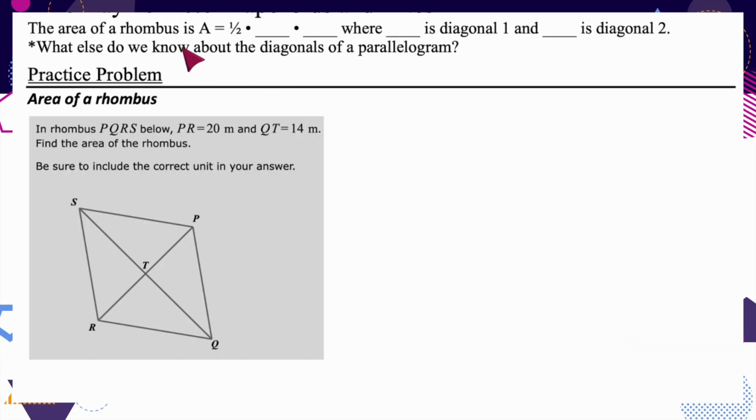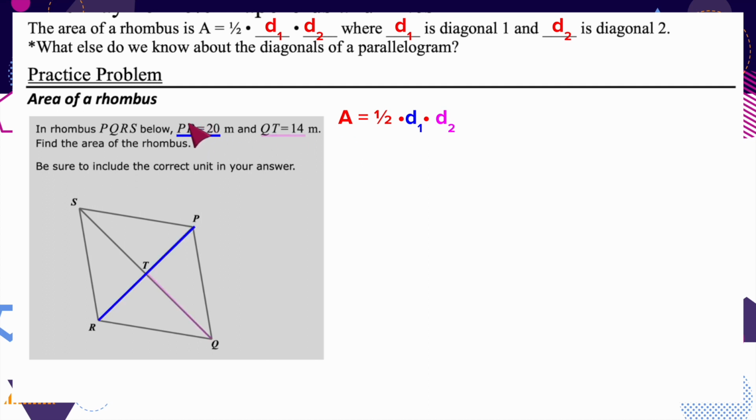So to calculate the area of a rhombus, we do 1/2 diagonal 1 times diagonal 2. So that's what D1 and D2 stand for. D1 is diagonal 1, D2 is diagonal 2. So what else do we know about the diagonals of a parallelogram? Well, if we think about it, we know that they bisect each other, right? So we can go through and label this. We know we're going to use this formula, but we first are going to go through and label.